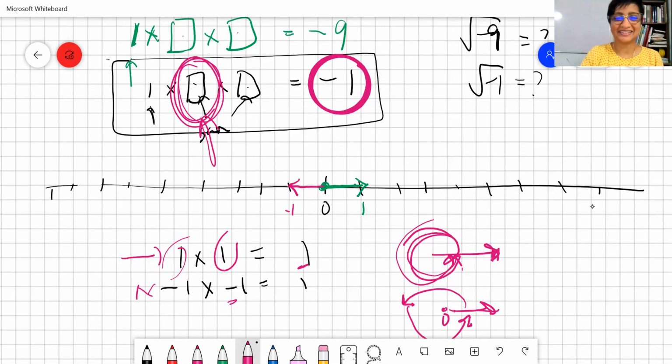So root minus 9 would be... we are thinking of 3, right? Minus 9? Okay, so then for minus 1, the same thing, right? It's root minus 1, so this number wouldn't make sense. I can write it. This is the square root of minus 1.